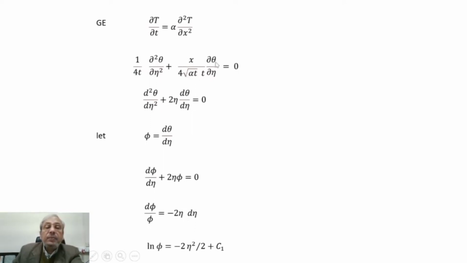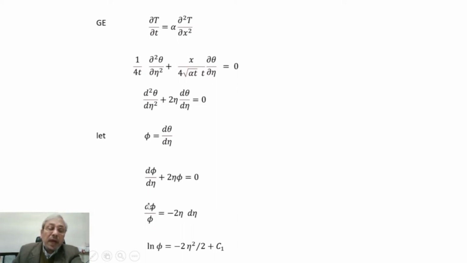If we multiply it by 4t, this t and this 4 will get cancelled out, x by root alpha t, and that is nothing but twice eta. So twice eta dθ/dη. Now we substitute φ equal to dθ/dη. So this second order equation we can write as a first order equation: ∂φ/∂η plus twice η into φ equal to 0.